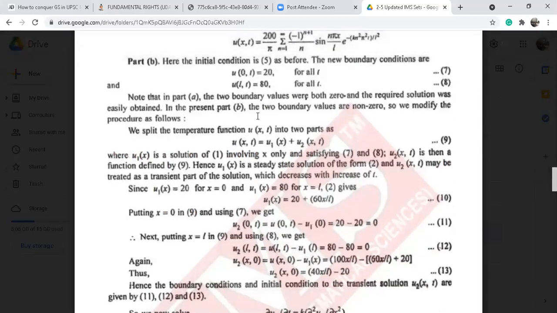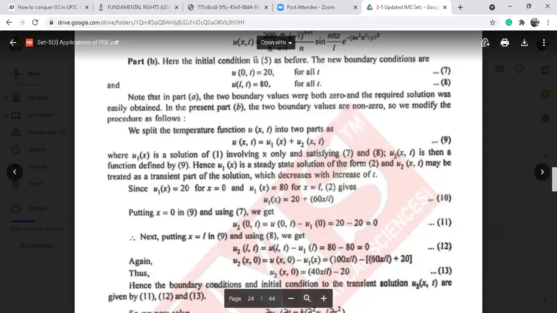So if you come to the solution part B, please see the equation number 9. They have written u(x,t) equal to u1(x), which is the steady state part, and u2(x,t), which is the transient part. And steady state part can be easily found. I told you how to find it, and transient part can easily be found. And this is the way. So what you guys should do now is please try this question. Please try these questions. You can practice it from the IMS PDFs.